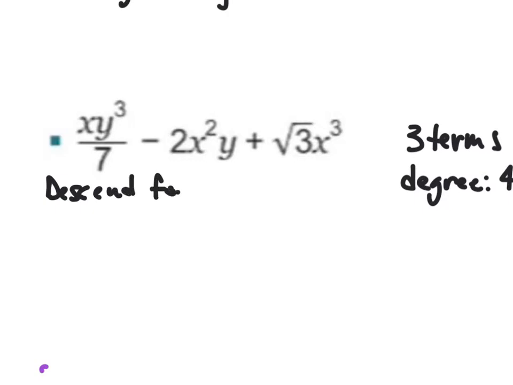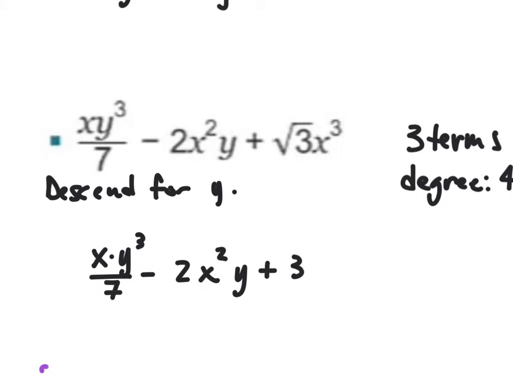Descending for y, okay? So my first term, if I'm doing it in terms of y, would be x times y cubed over 7 minus 2x squared y plus 3x, square root of 3x cubed, okay? And so it's kind of already in the descending terms of y, but let's do it for the descending in terms of x. So descending for x, all right?